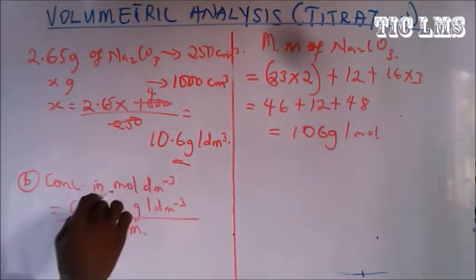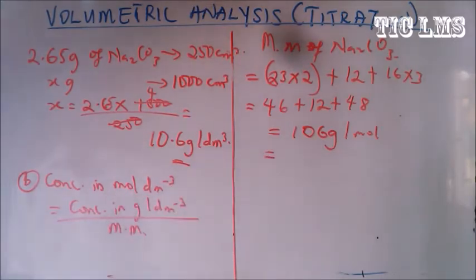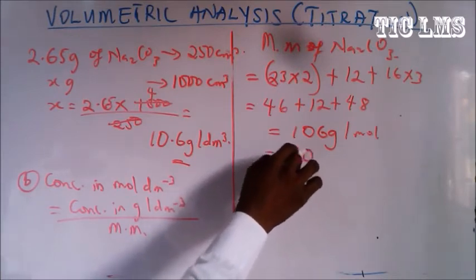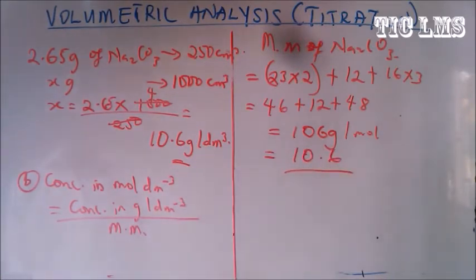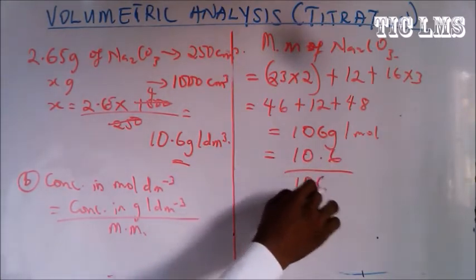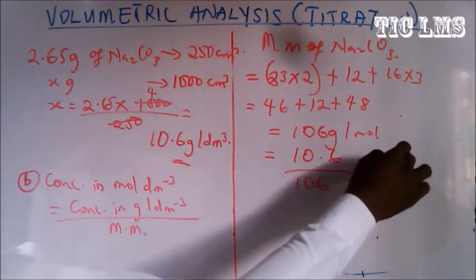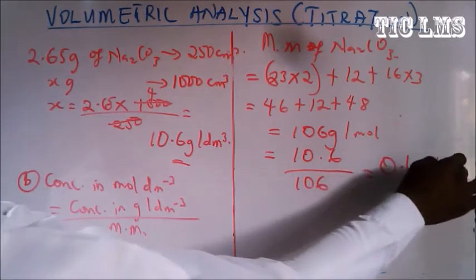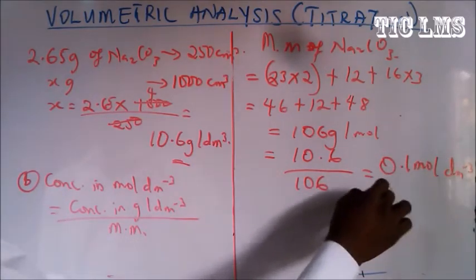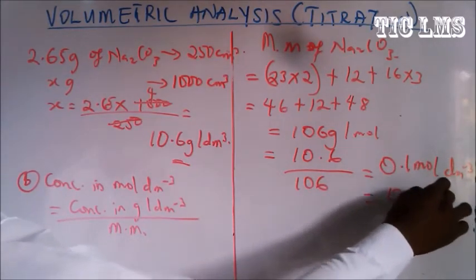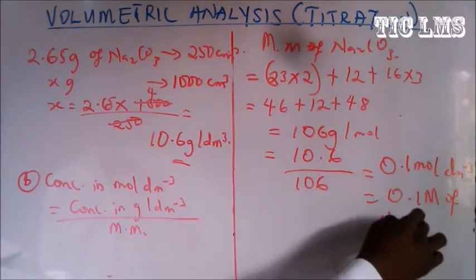Now, our concentration in mole per dm cubed will be equal to the concentration in gram per dm cubed, which is 10.6, over the molar mass, which is 106. And when we divide this, it gives 0.1 mole per dm cubed, which is taken as 0.1 molar of Na2CO3.